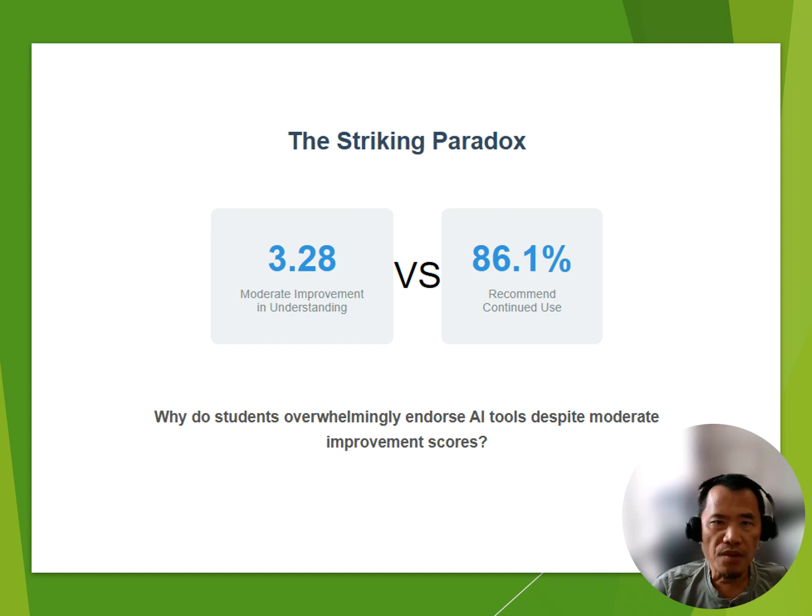The data revealed a significant paradox. Moderate self-reported improvement coupled with enthusiastic recommendations for continuous use. This contradiction challenges traditional assumptions in educational assessments. Qualitative analysis illuminated this paradox. Students valued AI not for dramatic skill enhancements, but for transforming their analytical experience.